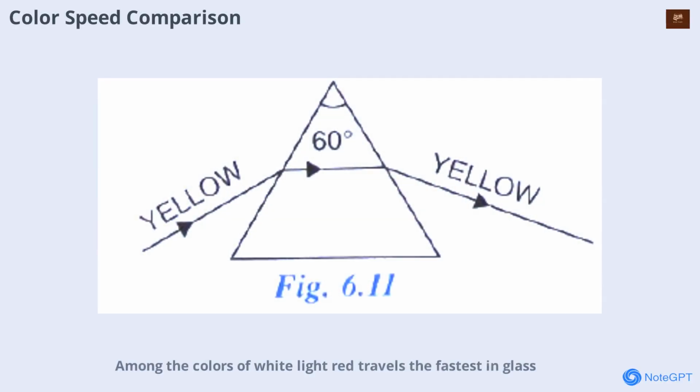Among the colors of white light, red travels the fastest in glass while blue travels the slowest. This is because the refractive index of glass is lower for red light and higher for blue light. This difference is crucial for the formation of the spectrum when white light passes through a prism.